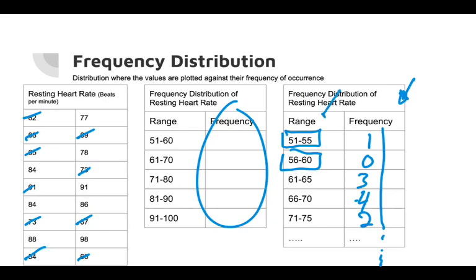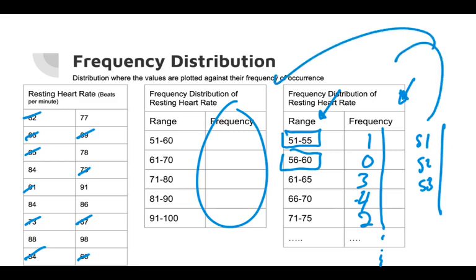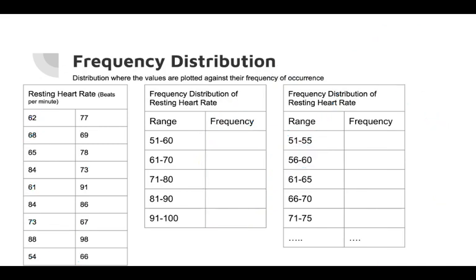Now, as these ranges get smaller and smaller, you're spreading your data out, and you're going to interpret it differently. If this range was only 1, if this went 51 and then 52 and then 53, that would tell a much different story than what I'm seeing either here or here. So the way that you interpret these changes based on how you've collected your data.